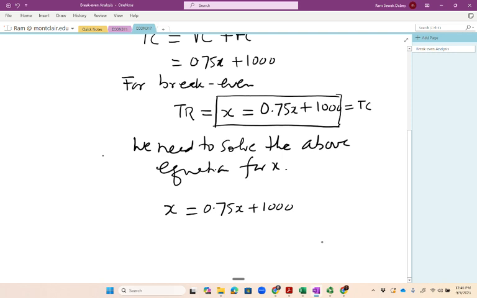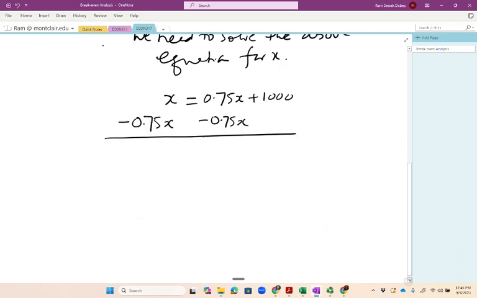The way we typically solve is I will keep all the variables on the left and all the constants on the right. So on the left I have X, which is variable. On the right I have both a variable term 0.75x and a constant 1,000. So I need to move this 0.75x from right to the left. The way we do this is by subtracting 0.75x from both sides of the equation.